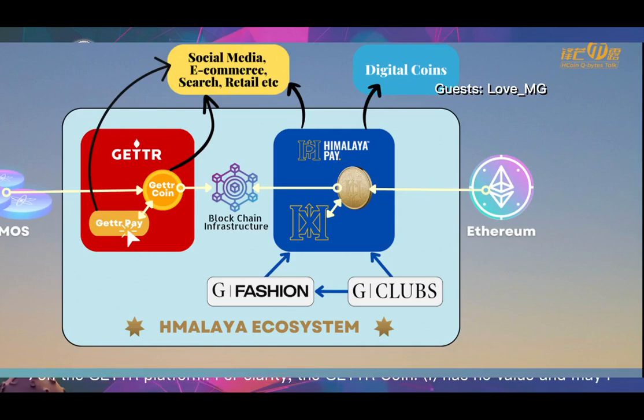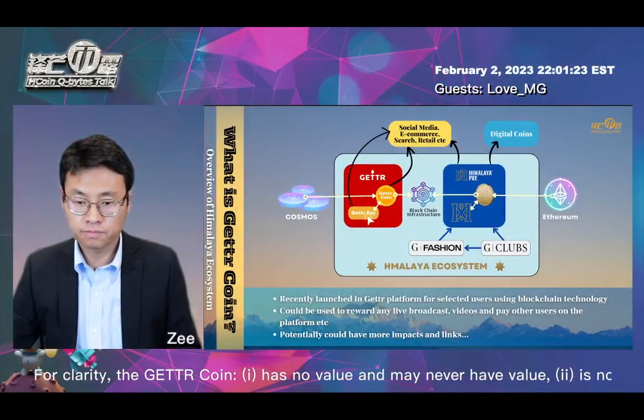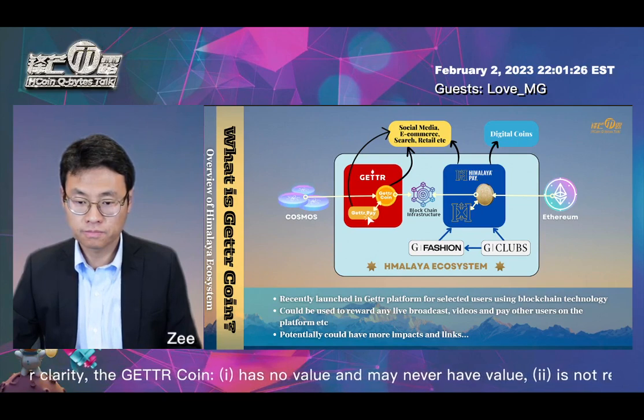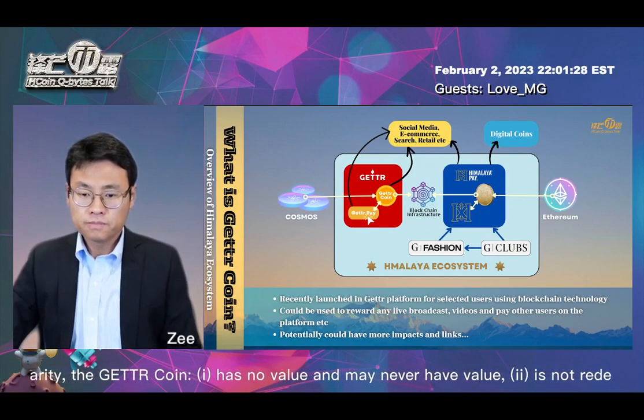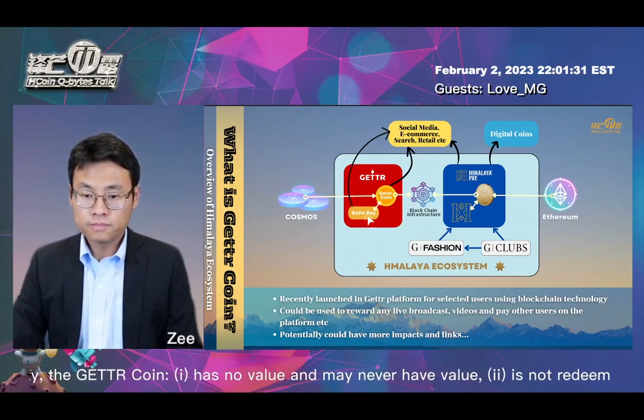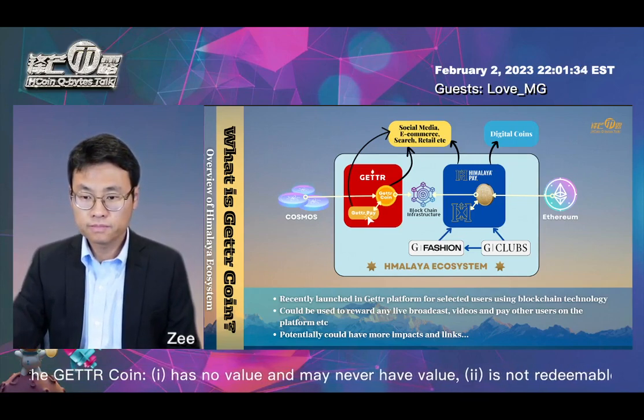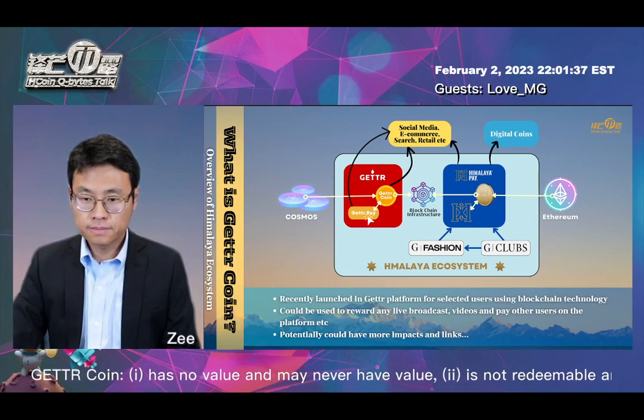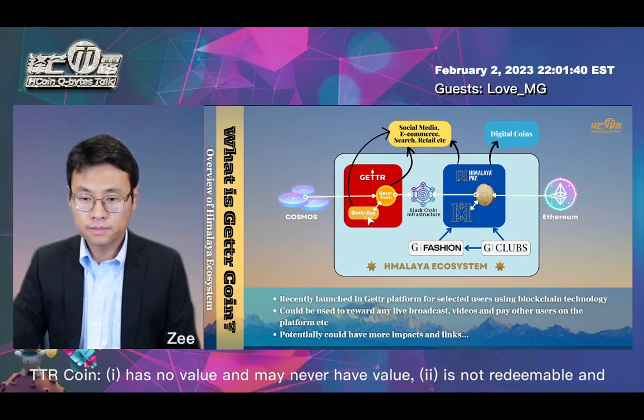So the goal of Himalaya Pay is to spread from very small merchants to very large merchants. We expect that more merchants will accept Himalaya Pay in the very near future. When the Gettr coin is connected with Himalaya Pay, you can either exchange it to the HCN or perhaps it can also be used as an alternative currency in Himalaya Pay, so merchants may accept it in the future.